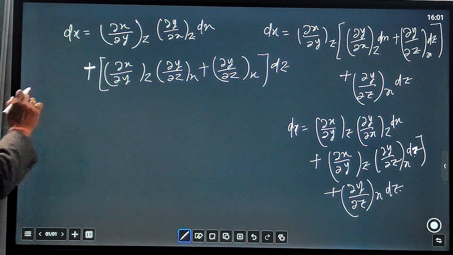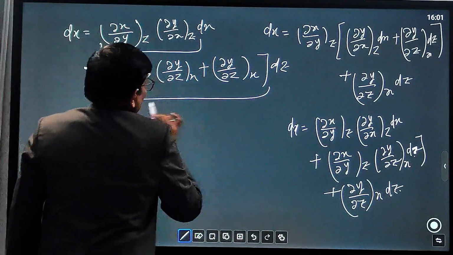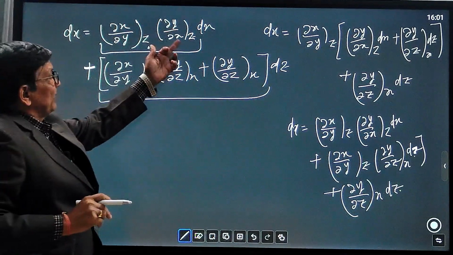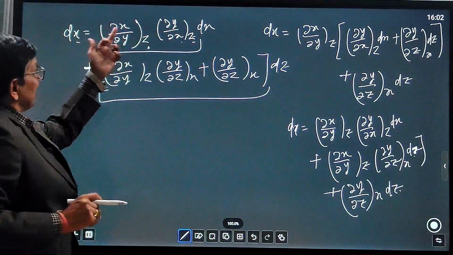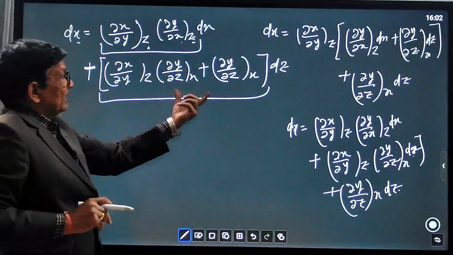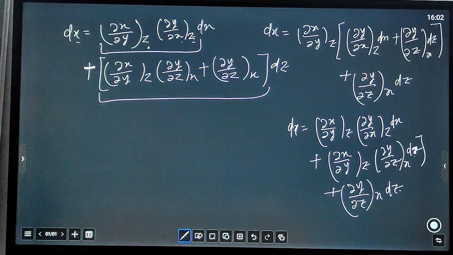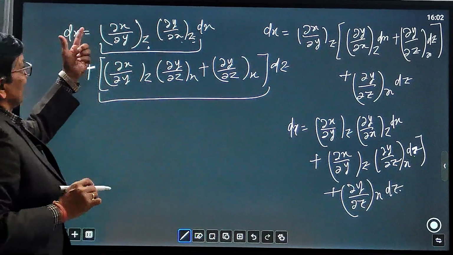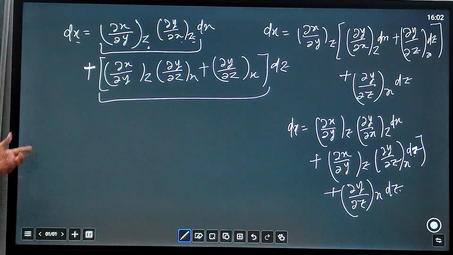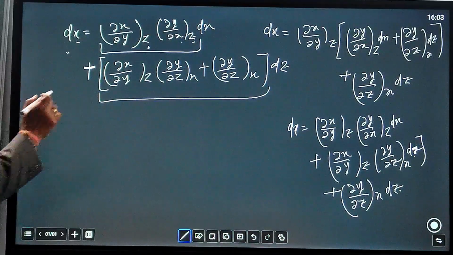This is possible only when the coefficient of dx equals 1 and the coefficient of dz becomes 0. You see that dx equals (∂x/∂y) at constant z times (∂y/∂x) at constant z dx. Since dx appears on both sides and dz only on the right, the dz term must become 0 and the dx term must become 1. Then the equation reads dx equals dx. So now putting this one equal to 0.